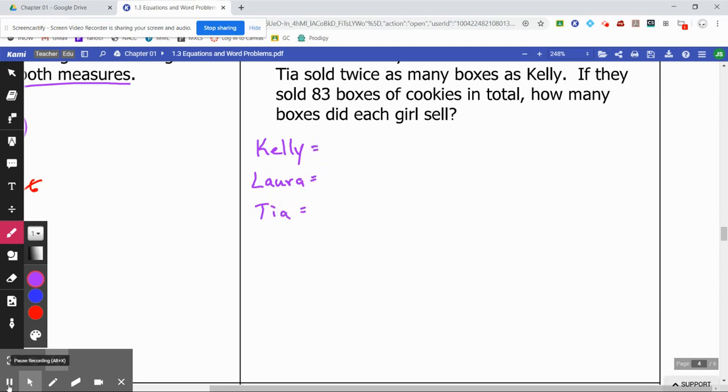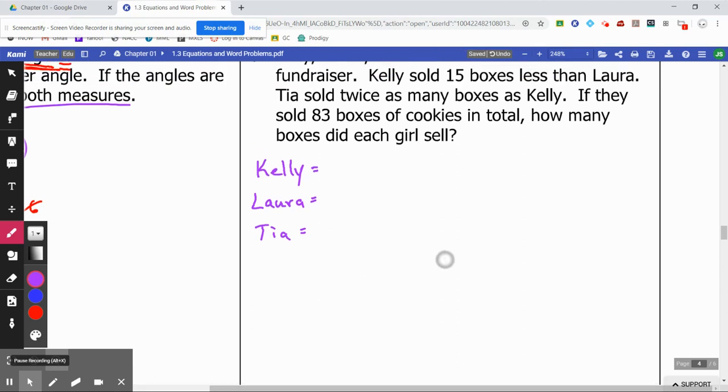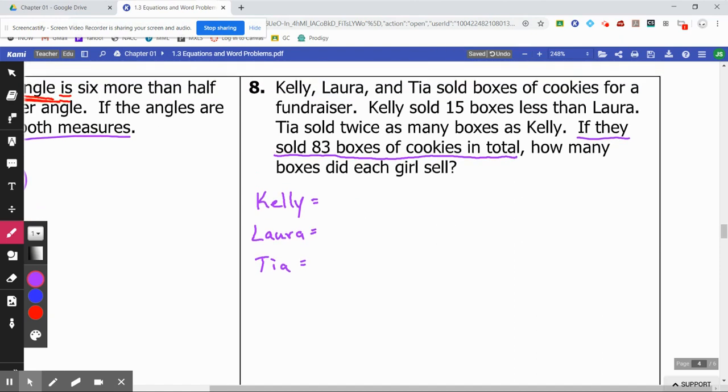Now, we got to be careful because here's what we can't do. We can't use this anymore. They sold 83 boxes in total. Because if we let this be x, this can't be 83 minus x because then how many did Tia sell? So we really don't want to use x and y and all that. We don't want to do a system. So let's somehow try to use this other information to figure out how many boxes to define our variables.